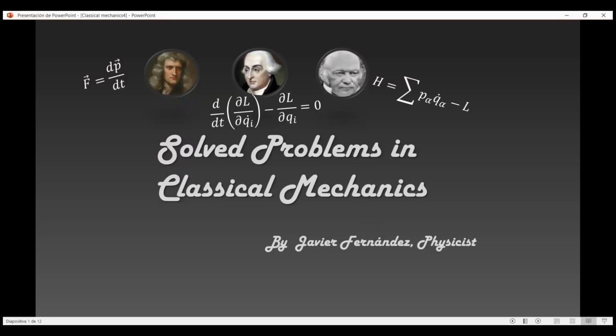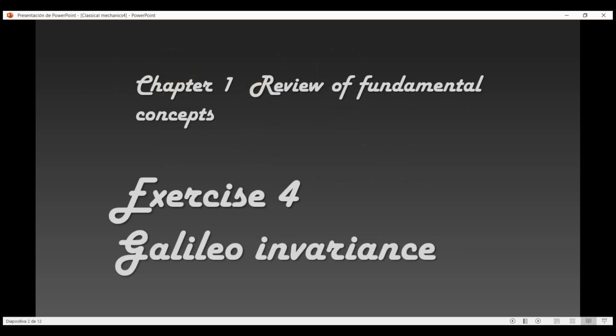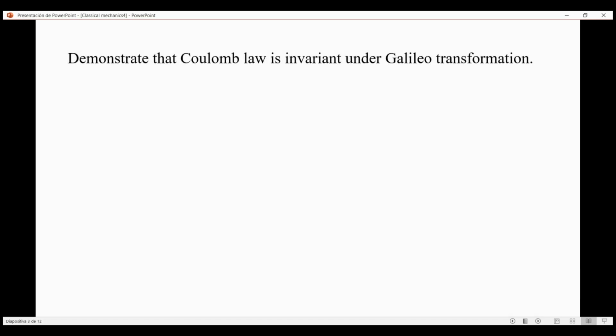We continue with some short problems in classical mechanics at the undergraduate level. Today I would like to bring you the concept of Galileo invariance, which was a key concept in the 17th century for the development of Newton's laws and for Newton and Galileo themselves, and also introduce the concept of inertial frames of reference and their importance in physics. The exercise consists in demonstrating that Coulomb force is invariant under a Galileo transformation.